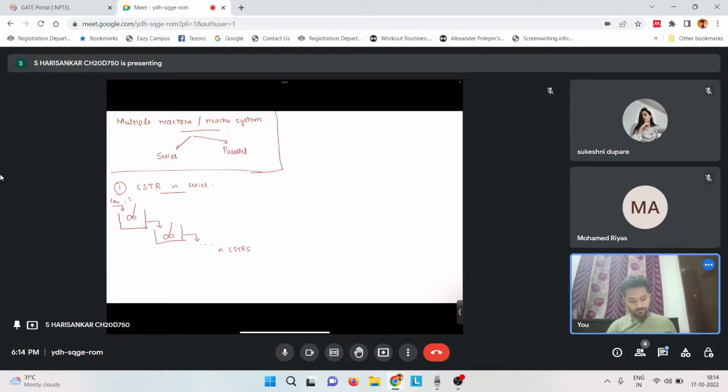Let's number everything in this CSTR system with 1. So this is our CSTR1, and the outlet will be Ca1, right? With the conversion XA1. This Ca1 will enter CSTR 2, and the outlet will be Ca2 with conversion XA2. And at n CSTRs we'll have CAN and XAN. So let's take this as our rough representation of a CSTR in series system.